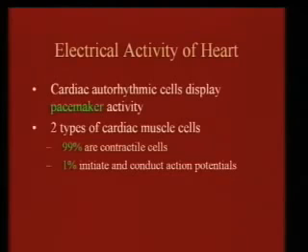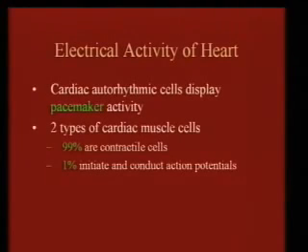Now, in the heart, certainly that is no different. But what you will see is something called autorhythmicity. Okay? There are some cells in the heart that are autorhythmic. They have the ability to, all by themselves, without being stimulated by an external source, repeat these patterns, these rhythms, over and over and over, which is your heartbeat. Okay?